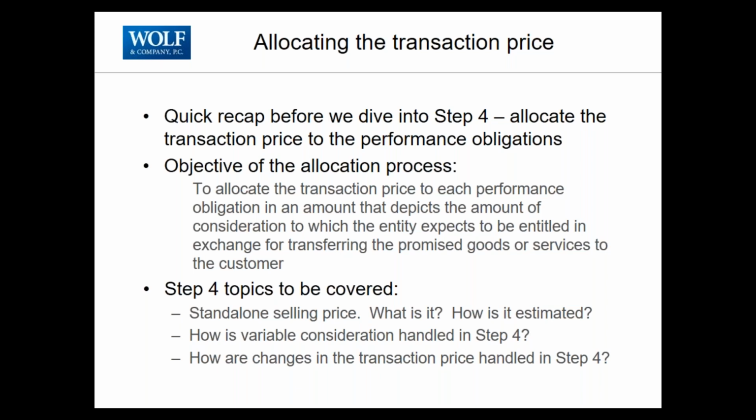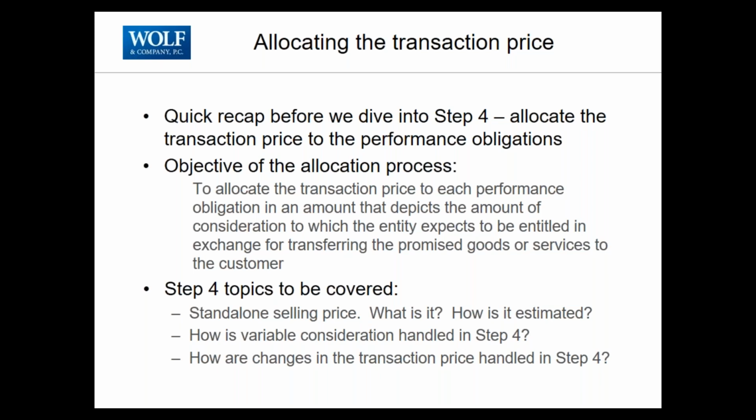So the objective when allocating the transaction price is for an entity to allocate the transaction price to each performance obligation or distinct good or service in an amount that depicts the amount of consideration to which the entity expects to be entitled in exchange for transferring the promised goods or services. So, I mean, it's really indicating that the allocation should reflect the substance of the business transaction. What value will you, the vendor, be entitled to for satisfying the performance obligations that you have to that customer?